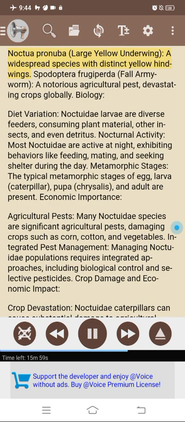Examples of Noctuidae. Noctua pronuba, large yellow underwing, a widespread species with distinct yellow hindwings. Spodoptera frugiperda, fall armyworm, a notorious agricultural pest, devastating crops globally.